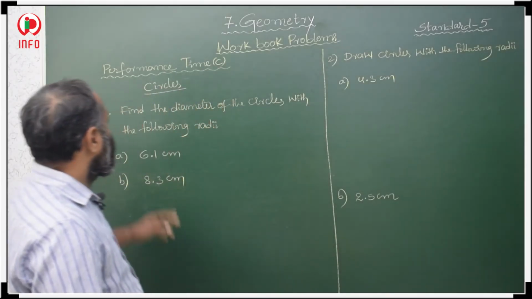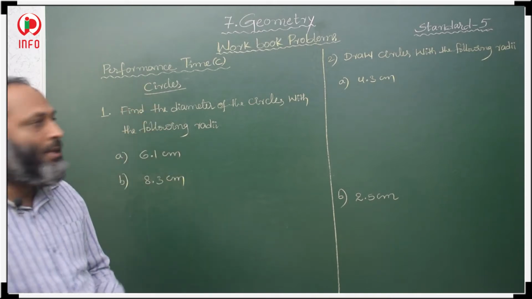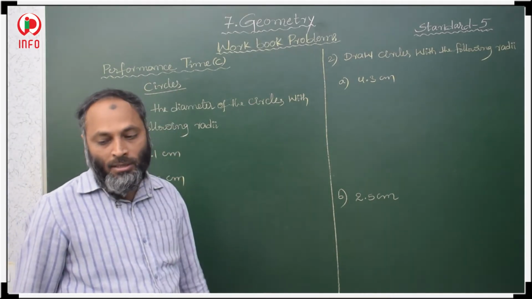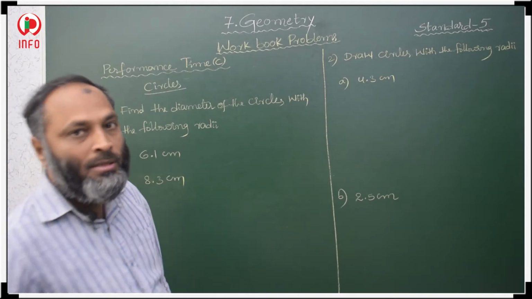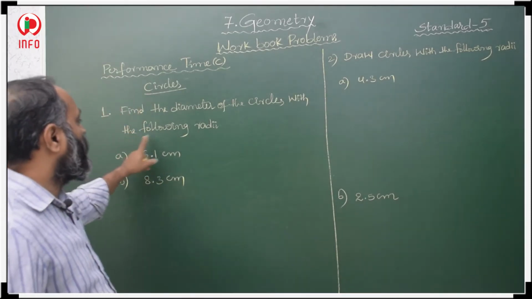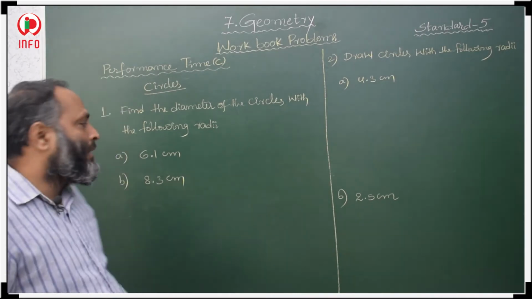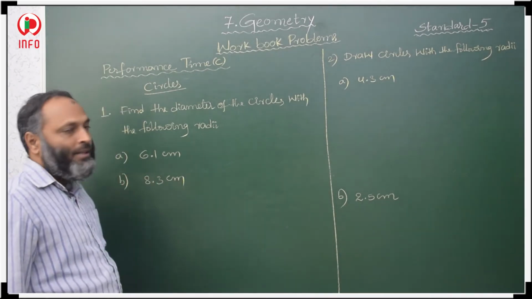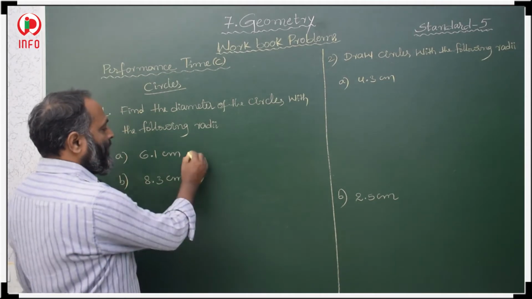Now the next concept, in performance time C, the questions based on circles. The first question: find the diameter of the circle with the following radii. Here the radius is given, so we have to find the diameter.